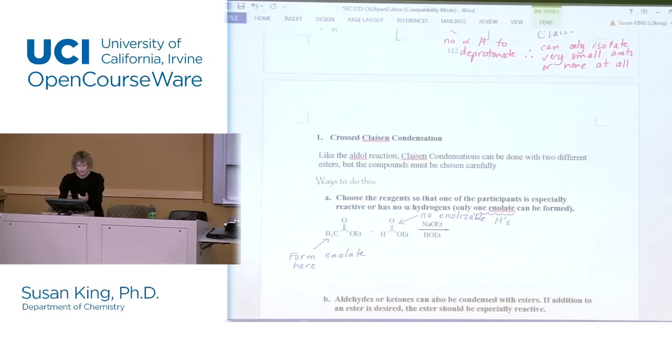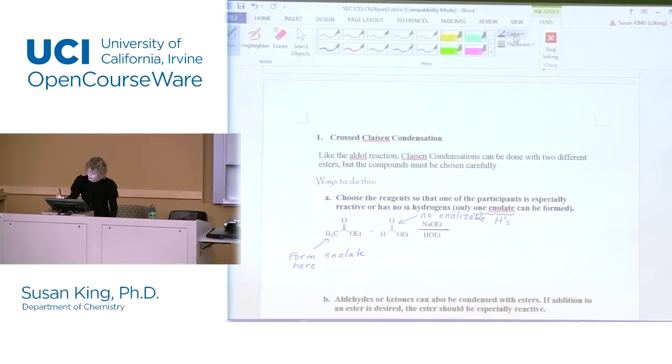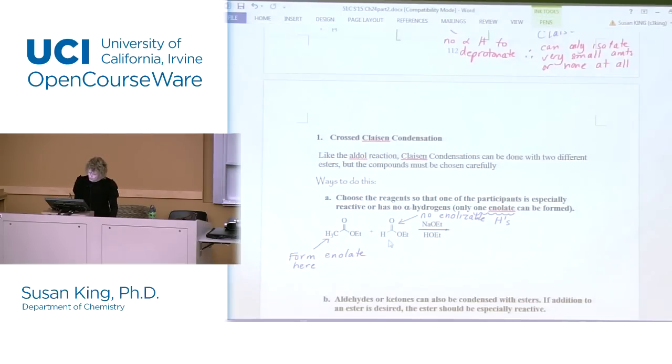Now, once we form the enolate on the first compound, which carbonyl is that more likely to attack? Aldehyde, right? Aldehydes are more electrophilic. That's a half aldehyde. The other one's a half ketone. The esters part's the same. And so this is going to be this compound here. Once we form the enolate on the other compound, this one is especially reactive.